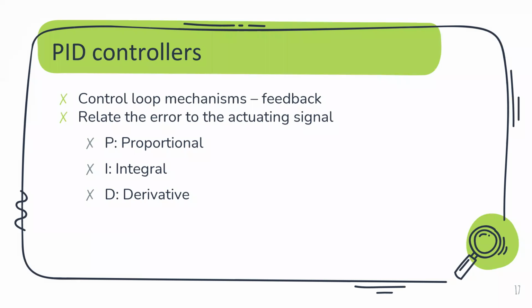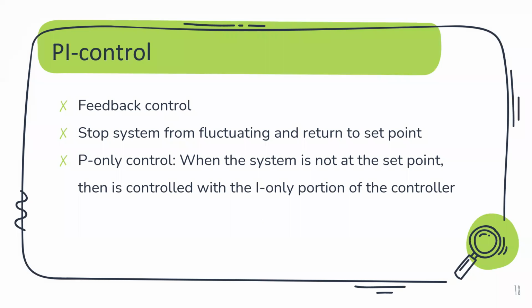PID models feed control loop mechanisms employing feedback. This type of controllers varies in the way they correlate the controller input, ergo the error, to the controller output, the actuating signal. PID controllers relate the error to the actuating signal in a proportional, integral, or derivative manner. One of the possible combinations is the PI control, which is a form of feedback control. It stops the system from fluctuating and is also able to return the system to its set point. PI control correlates the controller output to the error and the integral of the error.